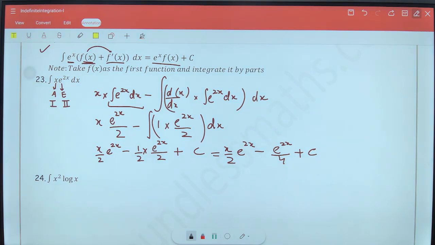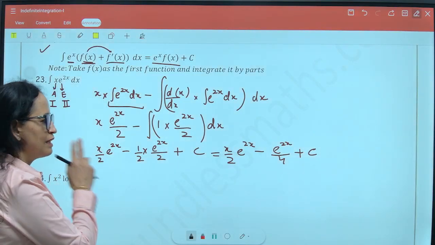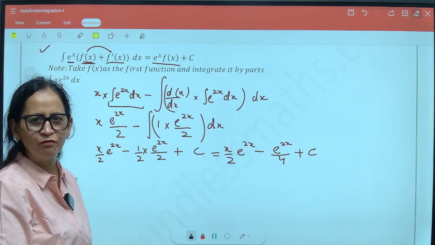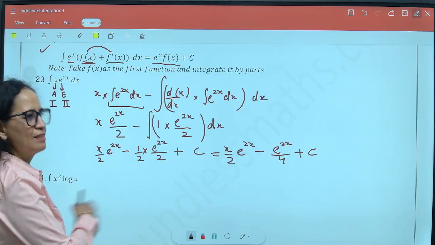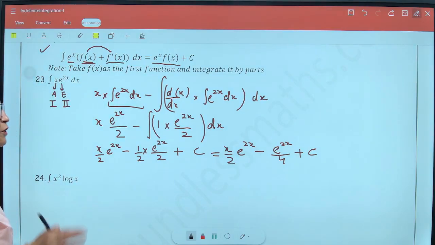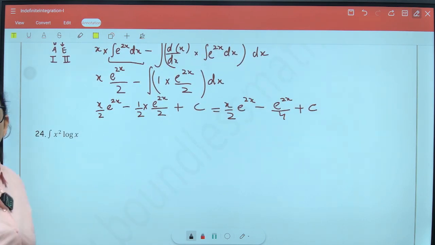Done? Okay, the next question is integral of x square into log x. If you want, pause this video and try this question on your own. See what is the first function and what is the second function, and try to attempt it. If you are able to do it, wonderful, otherwise let's continue. So just pause the video and give it a try if you can. Wisely decide what is the first function and the second function.